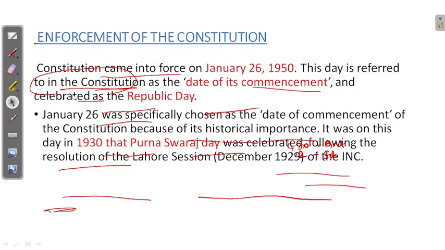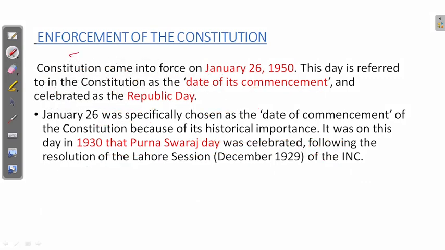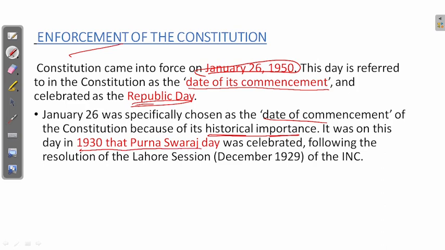Next, we'll see the enforcement of the Constitution. Enacted on November 26th, 1949, enforced on January 26th, 1950. Remember, this day is referred to as the date of its commencement and celebrated as Republic Day. January 26 was specifically chosen as the date of commencement because of its historical importance. On this day in 1930, Purna Swaraj Day was celebrated. That is why they chose January 26 as the date of its commencement.